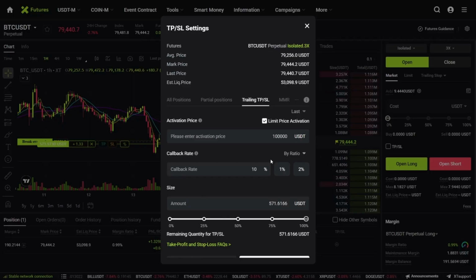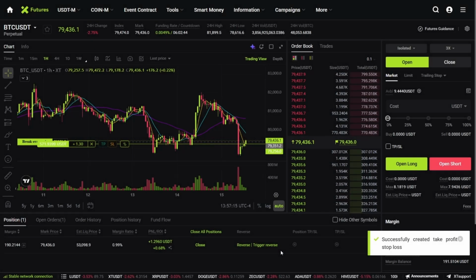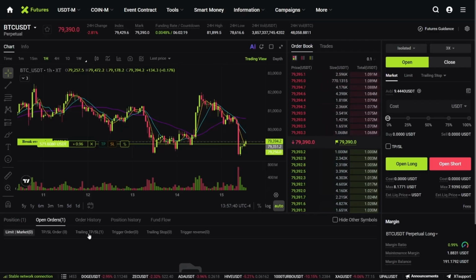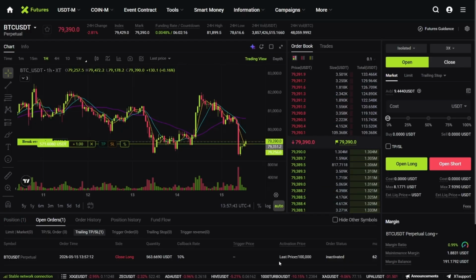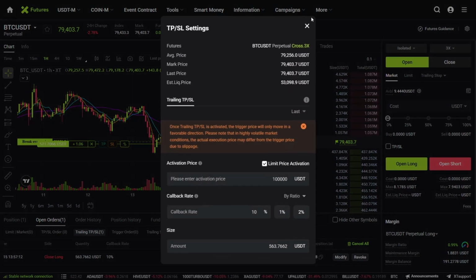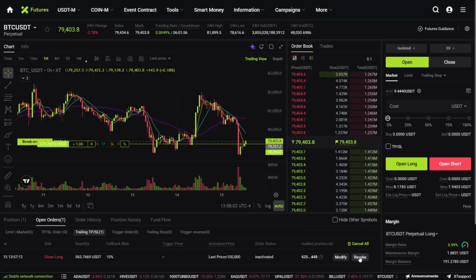This means that the trailing stop loss we've set will only become active after Bitcoin reaches 100,000. After that, if Bitcoin keeps moving higher, the trailing stop loss follows the price up. But if Bitcoin pulls back by 10% from its highest point after activation, the order will trigger and the trade will close. For the size, we are going to place this order on our full position and we're going to confirm. If we want to see our trailing stop order, we can head to Open Orders, Trailing TP and SL, and here we can see our trailing stop order. Scrolling to the right, here is where we can modify the order or cancel it.